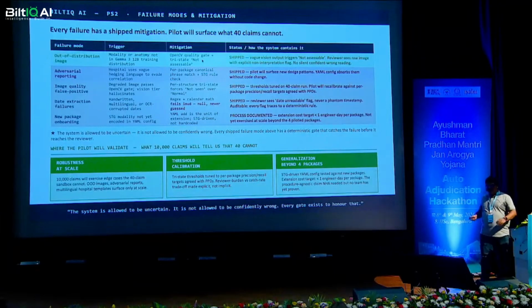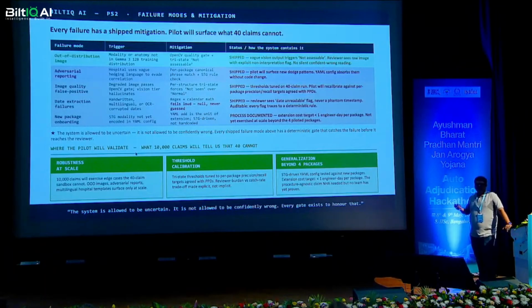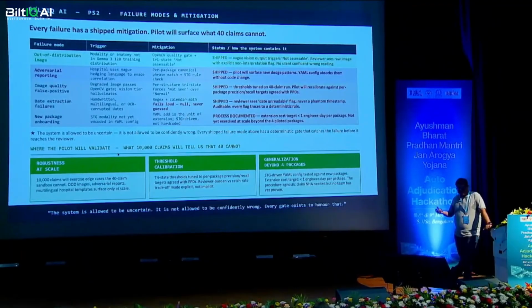Again, image quality and false positives. Yes, an image can be degraded, or OpenCV can give a false positive. In that case, not seen or normal is returned. Again, if confidence is less than a 90 score, we can tell the human reviewer to check it. Data extraction: sometimes handwritten, multilingual data cannot be extracted. Even in our solution, we're not allowed to use Tesseract multilingual, with which we could handle Indian languages. But if the result is null or failed, we can raise a data unreadable flag, and it can be assessed manually.